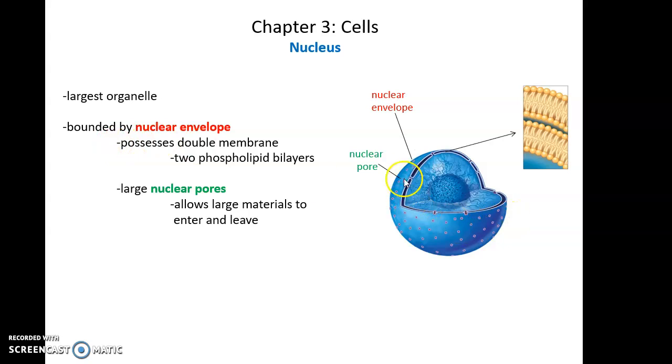It has a nuclear envelope, which is a double membrane. So it has two phospholipid bilayers forming the nuclear envelope surrounding and forming the nucleus itself. And within the nucleus are these large openings. These large openings are called nuclear pores. And they're there to allow materials to enter and exit the cell, and especially rather large materials.